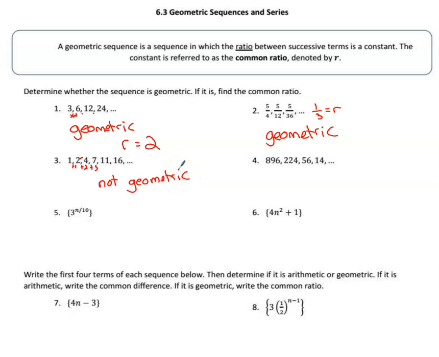Number 4, 896. Well, to get to 224, if I take 224 over 896, I could figure it out, or 56 over 224. When I look at it, it's easier to look at these two. 14 times 4 gets you to 56. 56 times 4 gets you to 224. We're dividing by 4 each time, which means we're multiplying by 1/4. So this is geometric because we're multiplying by the same amount, and the amount that we're multiplying by is 1/4.